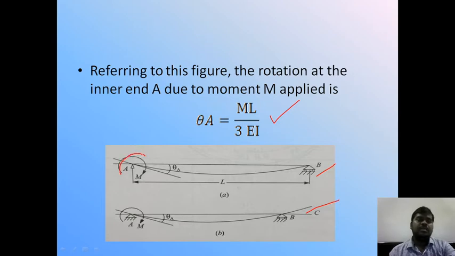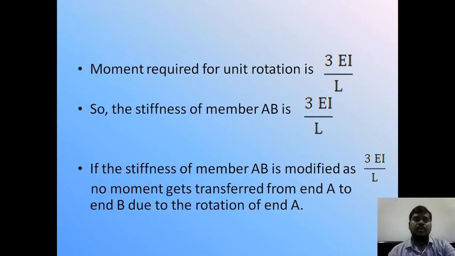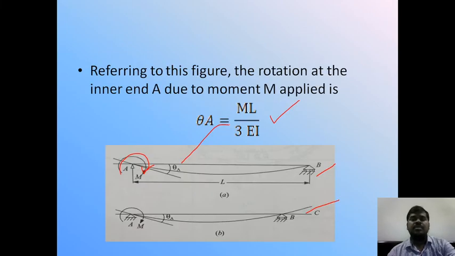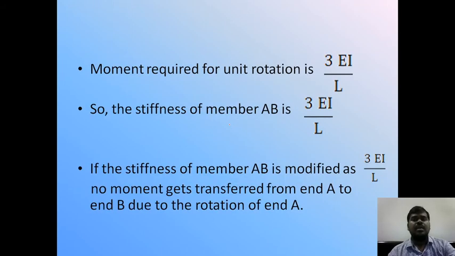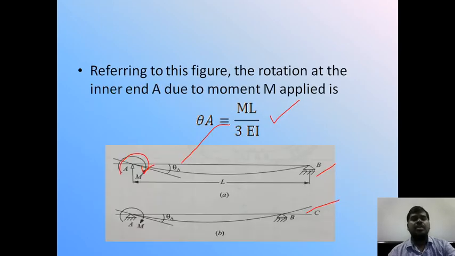This rotation at the inner end A, theta A, can be written as ML by 3EI. So the moment required for unit rotation is 3EI by L. So this is ML by 3EI, and to make it 1, we have to multiply it by 3EI by L. That is unit moment. We will get unit moment.